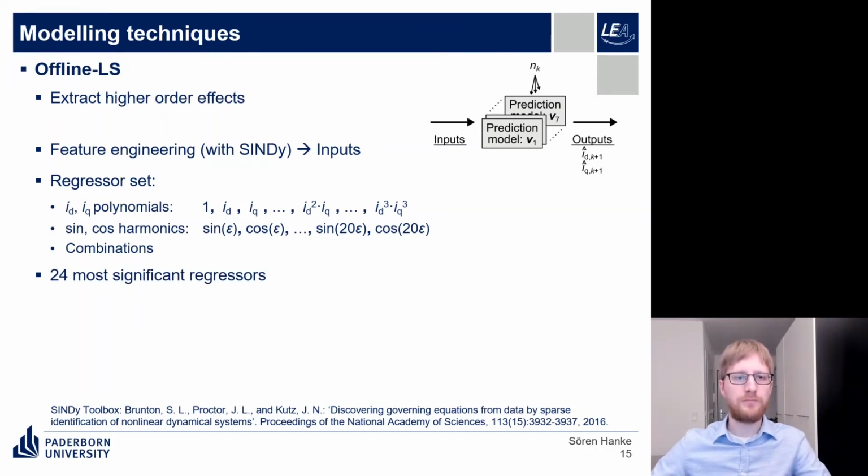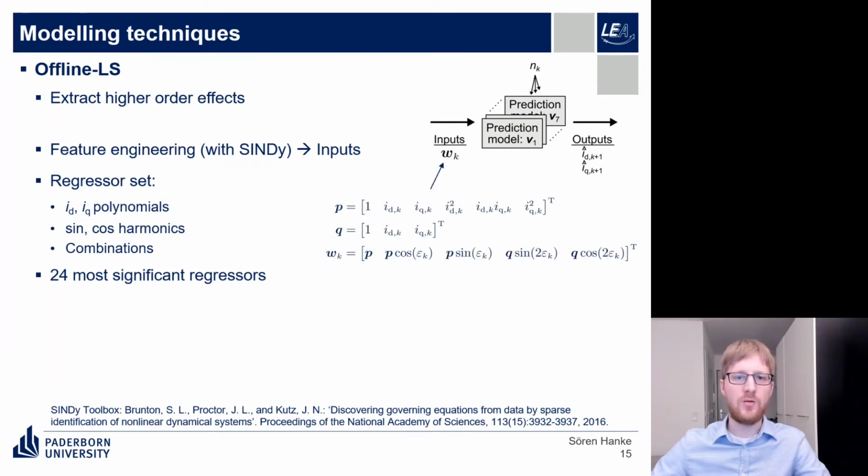In this way, we boiled it down to the 24 most significant regressors, which are listed in the vector W as input vector, and the vector W uses the vectors P and Q in that way that you use all the elements of the vector P.